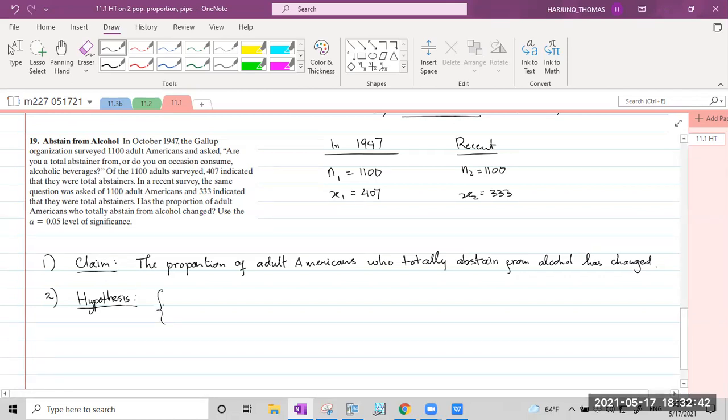Okay, let's come back here. So hypothesis: we have the null hypothesis and the alternate hypothesis. They want to say it has already changed, right? So p1 is different from p2. The null hypothesis is that they are the same. I set one side to be 0 by subtracting p2 from both sides.